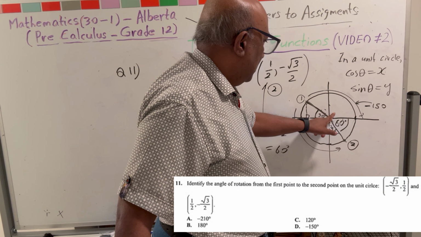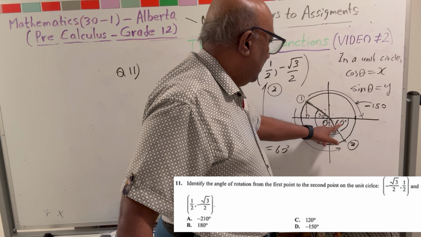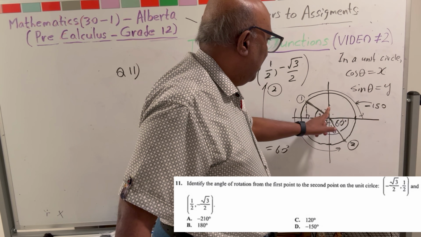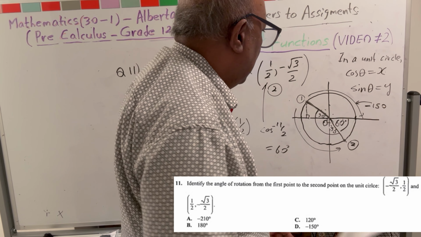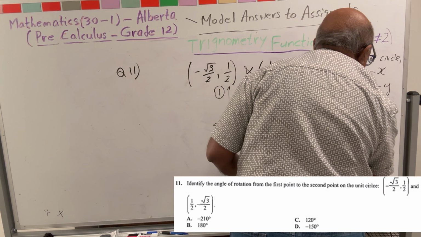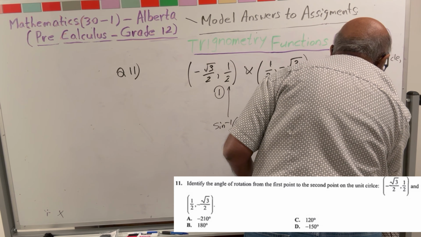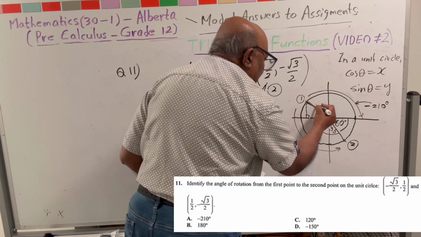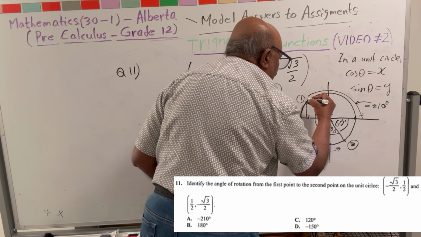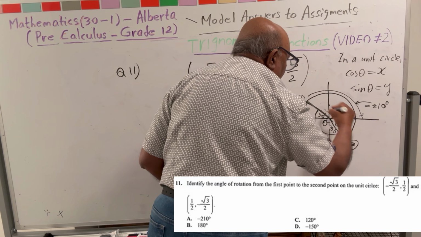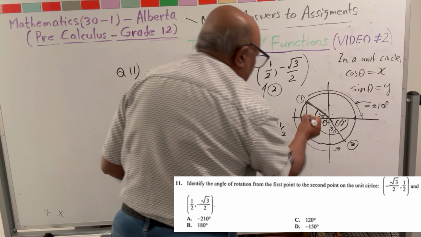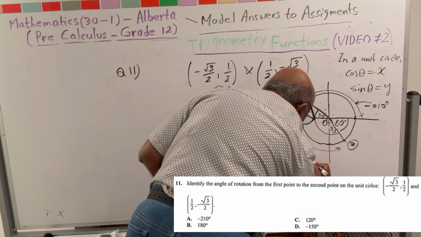This is 90, 60, 150, 150 plus 60, that should be 210, okay? 210. That means the total rotation angle from 1 to 2 in the clockwise direction is negative 210. In the anticlockwise direction, this is positive 150.